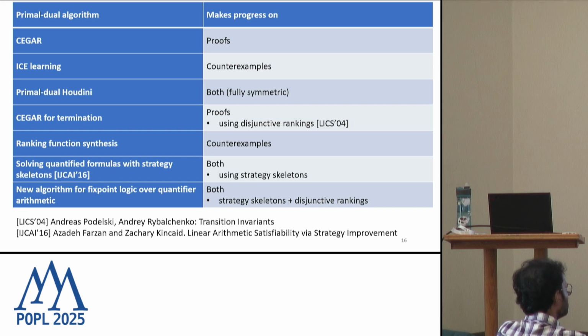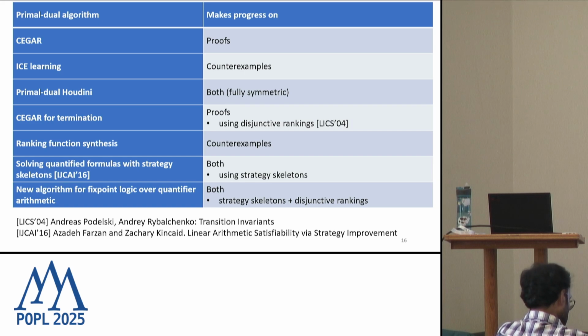A couple more things I want to mention here. This doesn't only apply to safety proofs, it also applies to algorithms for termination. And for termination, we see that classic ideas like disjunctive rankings that let you make use of multiple ranking functions can be seen as a way to make progress on the side of proofs for termination verification.